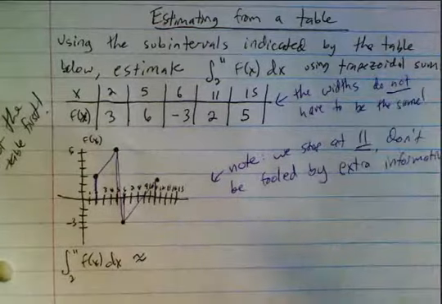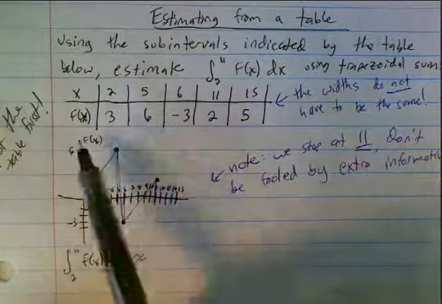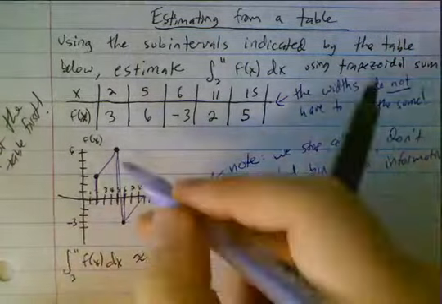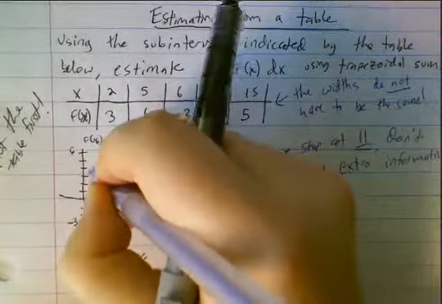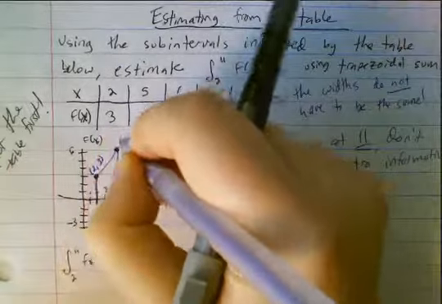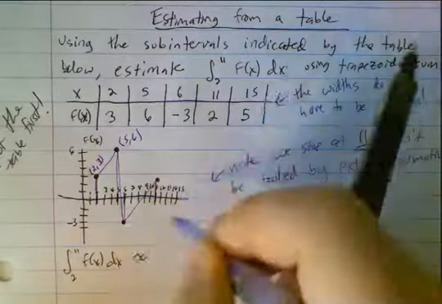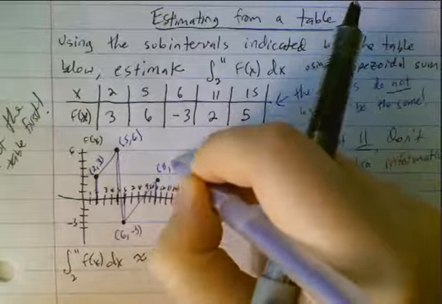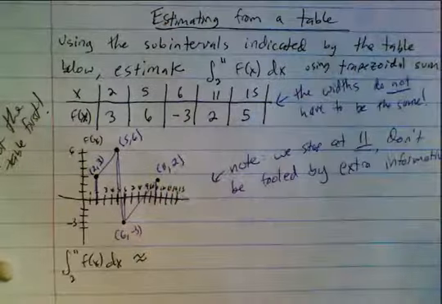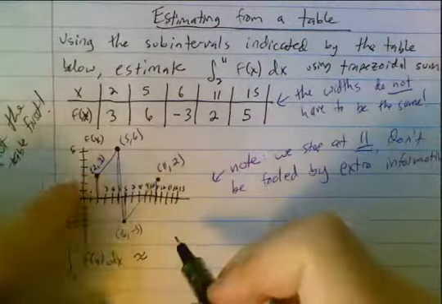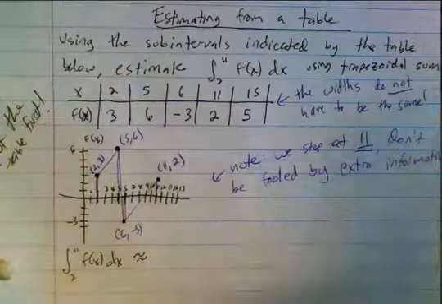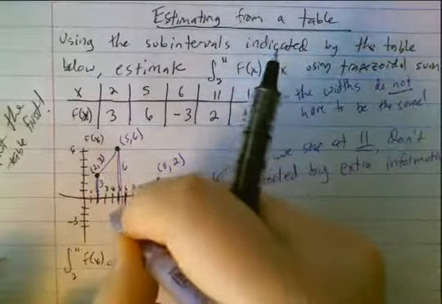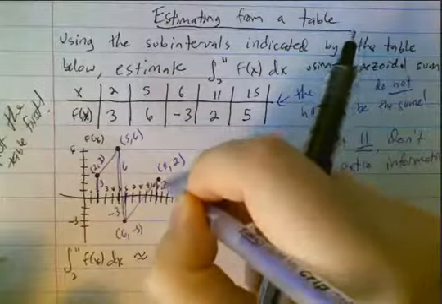We're just going to find each of these heights, which is given to us right here in the table. And we're just going to find the average height for each trapezoid. So this one, this is the point 2, 3. This is the point 5, 6. This is the point 6, negative 3. 11, 2. So to find this average height here, you can mark this right here. This height is 3. This height is 6. This height is negative 3. This height is 2.